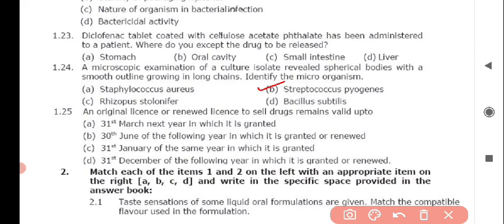Next question is, an original license or renewed license to sell drugs remains valid up to, so the correct answer is option D, 31st of December of the following year in which it is granted or renewed.